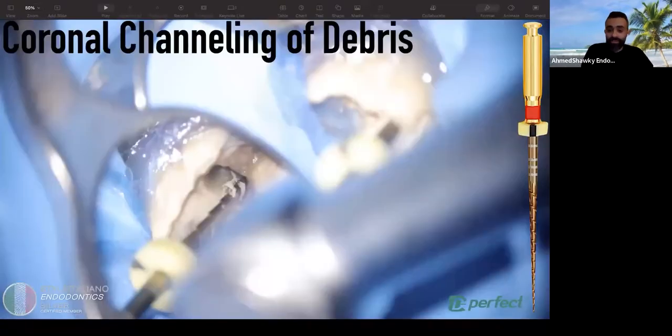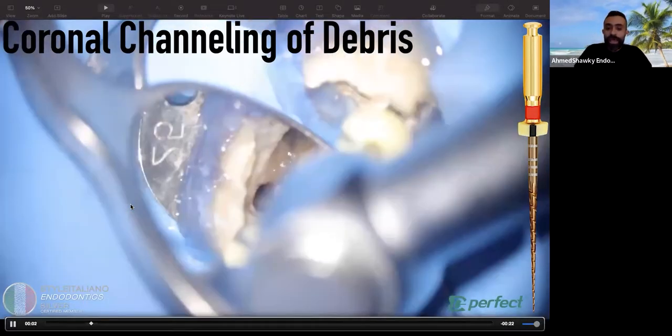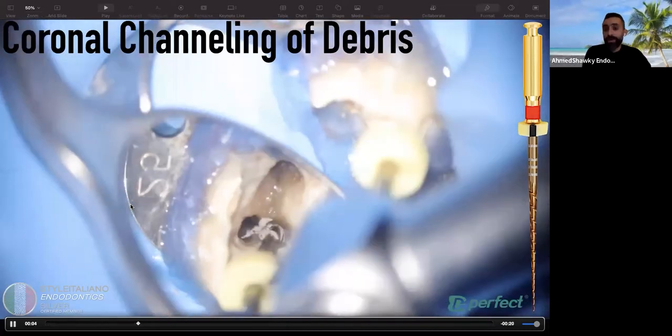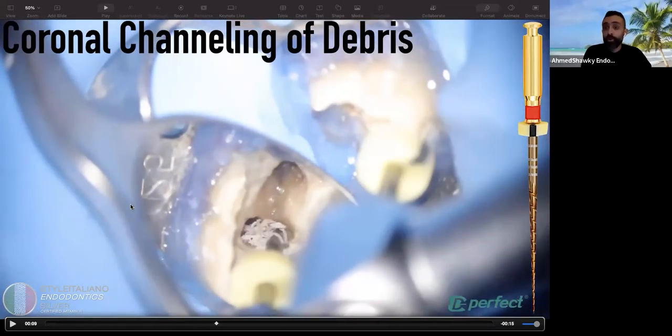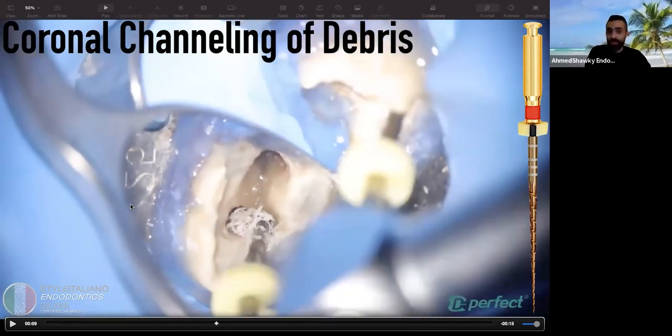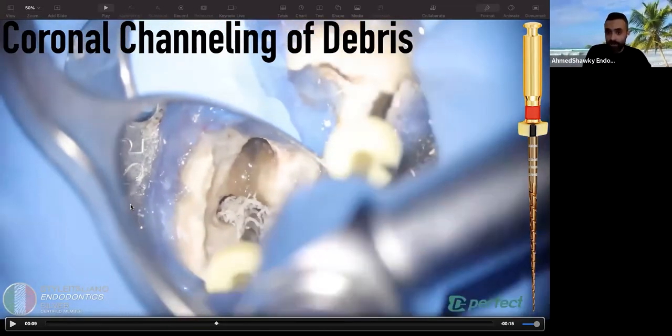Another file from Perfect Endo. It's a mono gold file. And you will see here, the video is not working. Okay, it's working. You can see here in slow motion how this file is pre-flaring the root canal while evacuating debris in the coronal part. And I was intending not to use irrigation here to show you how this file efficiently evacuates debris.